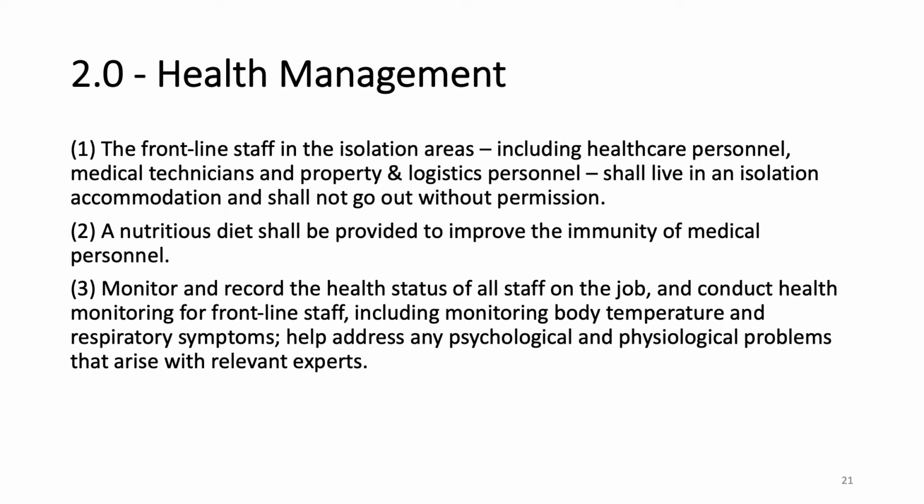2.0 Health management. 1. The frontline staff in the isolation areas, including healthcare personnel, medical technicians and property and logistics personnel, shall live in an isolation accommodation and shall not go out without permission. 2. A nutritious diet should be provided to improve the immunity of medical personnel. 3. Monitor and record the health status of all staff on the job and conduct health monitoring for frontline staff, including monitoring body temperature and respiratory symptoms. Help address any psychological and physical problems that arise from relevant experts.